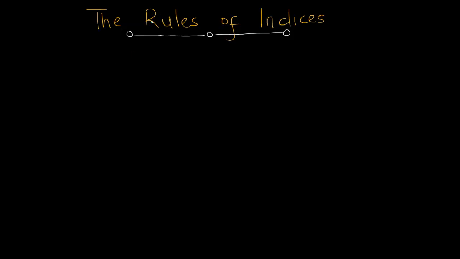In this video, we are going to be considering the rules of indices. The word indices is the plural of index. And of course, we know that index can also be called power. For example, 8 is 2 times 2 times 2, and this can be written as 2 to the power of 3 because we've got 1, 2, and 3 here.